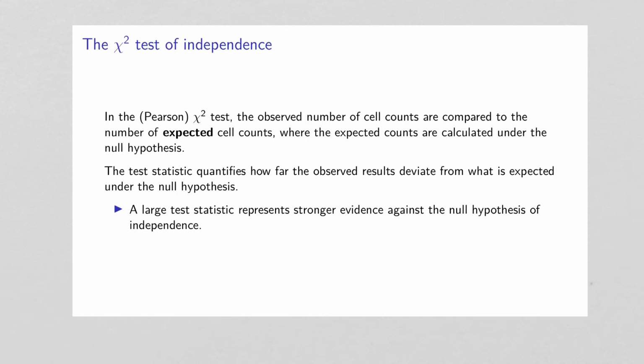Chi-square test of independence. This is where we do the chi-square test. Pearson chi-square test. Chi, C-H-I, square. And when you write this, it's kind of hard. A lot of people like to write an X, but it's not an X really. It's kind of this weird X-looking letter. Anyways, the test statistic quantifies how far the observed results deviate from what is expected.